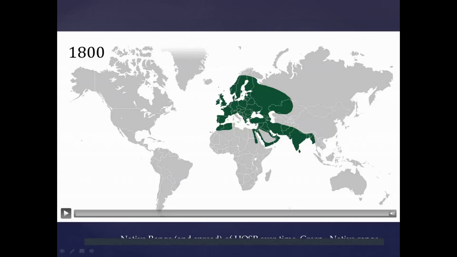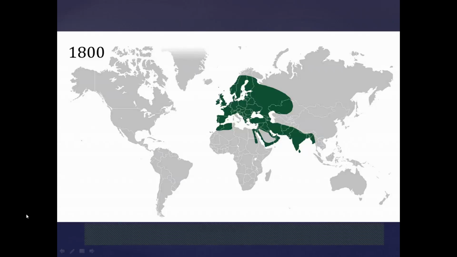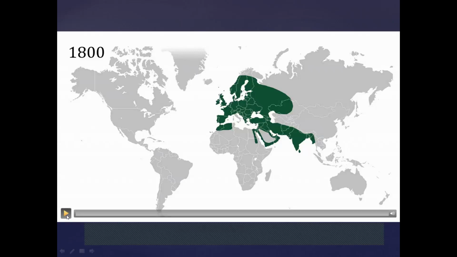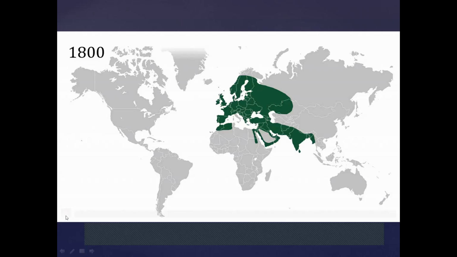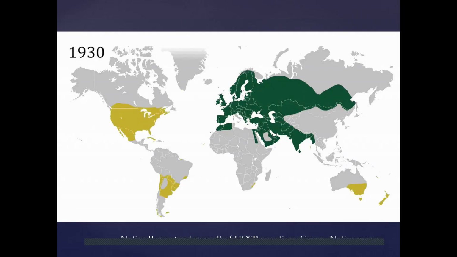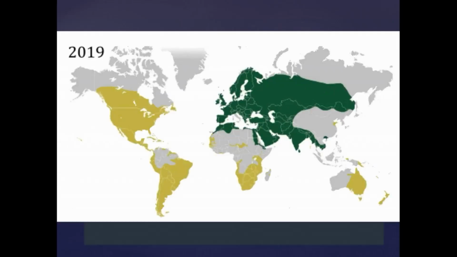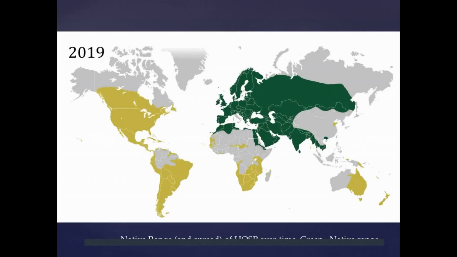So here in the green, you will see the native range of the house sparrow, and then watch what happens over time. See the year 1800 here. The green is where they're supposed to be. Watch the years advance. In just that period of time, that's how much they have spread. Part of that is through introductions from man, and part of that is natural distribution.